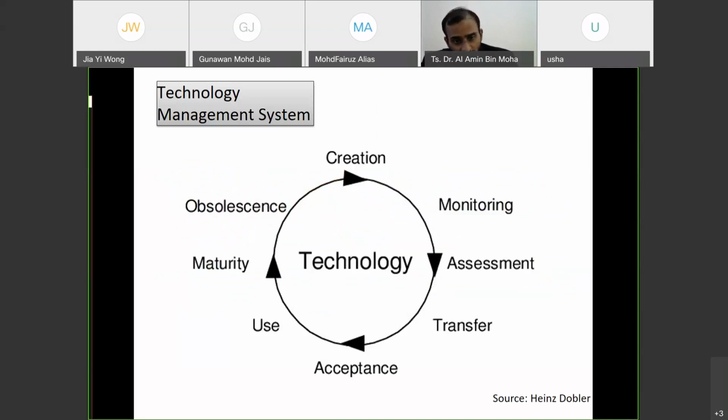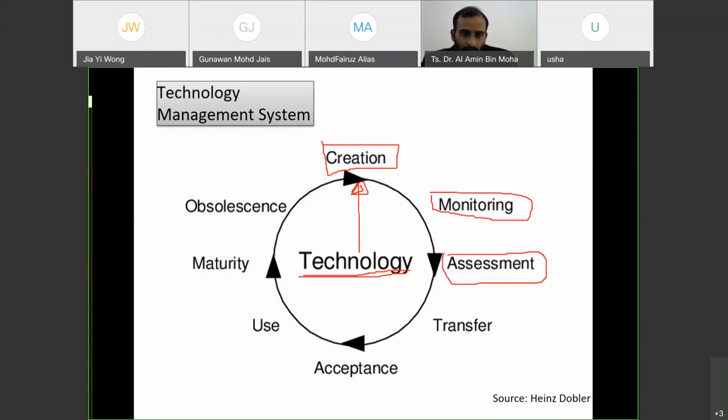So the technology itself. We are talking about the foundation of technology. So this is the cycle or the system. It started with the creation. Okay, so we have how you create the technology. Okay, it started with the fundamental research, the application, trial and error, and things. Then the creation of it, and we need monitoring of the technology. Okay, the assessment before we can transfer that technology.